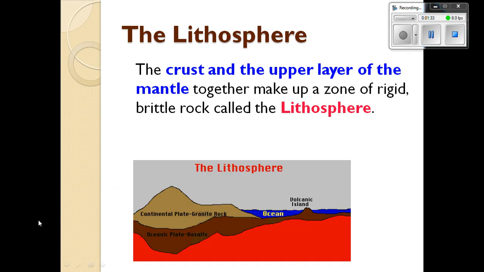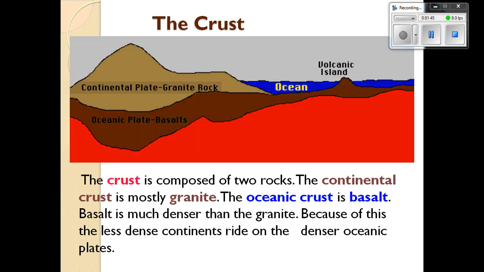The lithosphere is the crust on the upper layer of the mantle. Together make up a zone of rigid, brittle rocks called the lithosphere. So you have your lithosphere and then your asthenosphere.